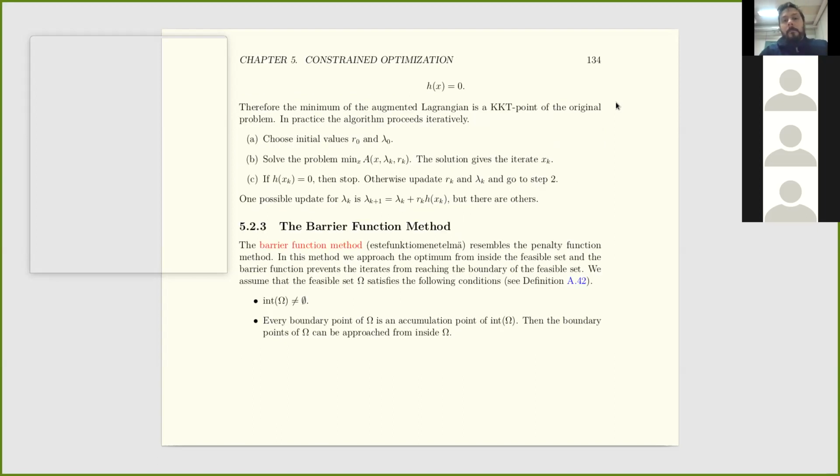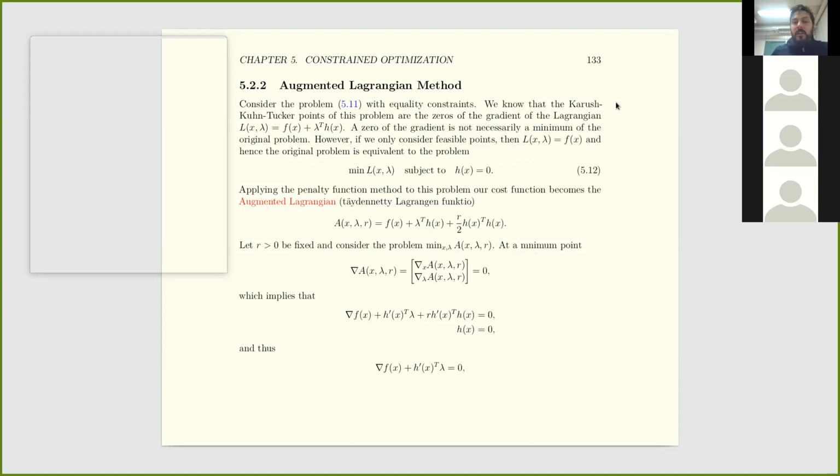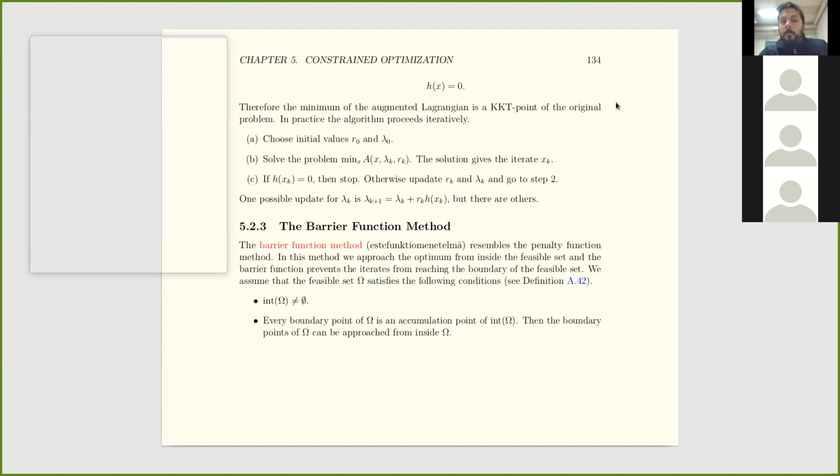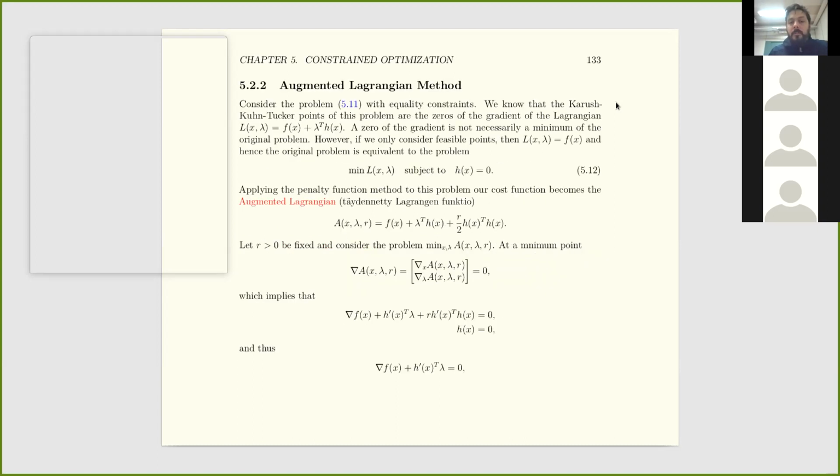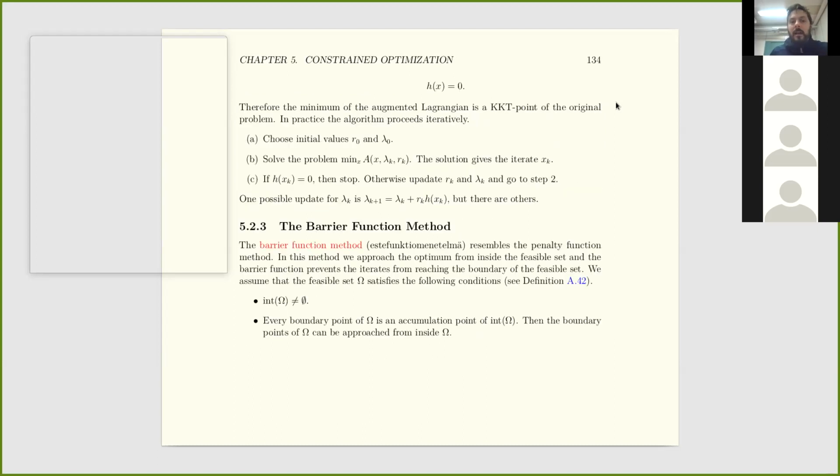So the minimum of the augmented Lagrangian is a KKT point of the original problem. So reintroducing this, or taking this as a square, may introduce a situation where we are converging more rapidly towards the optimum. So we choose the initial values for the penalty incurred for the quadratic, the sum of squares of these equality constraints. We incur a penalty, and then we start with an original guess of what our lambdas are.